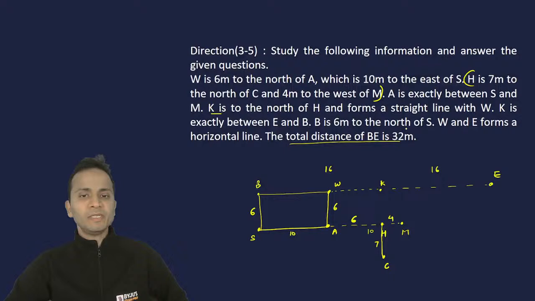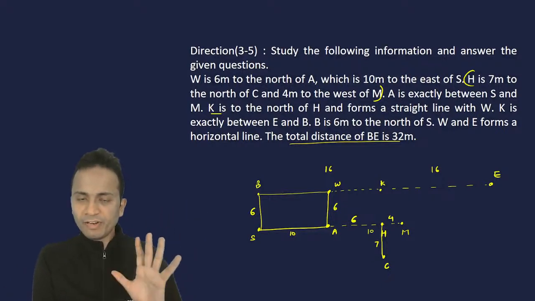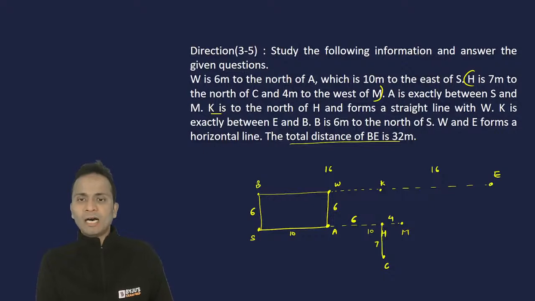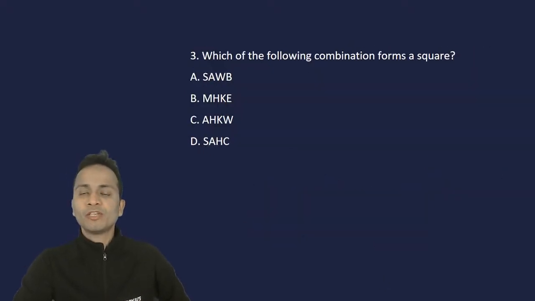Now B is 6 meters to the north of S. This is done. W and E form a horizontal line. Done. So I have drawn everything. Now let's check the first question. Which of the following combinations forms a square?